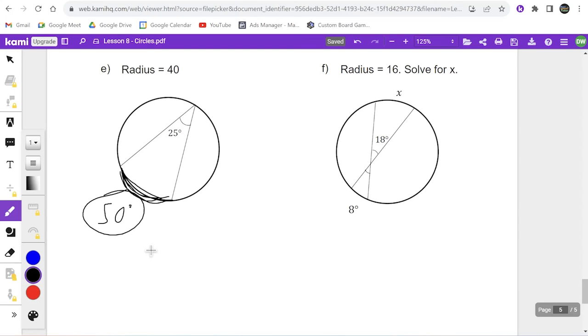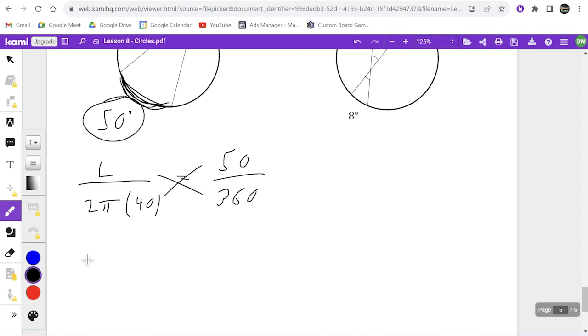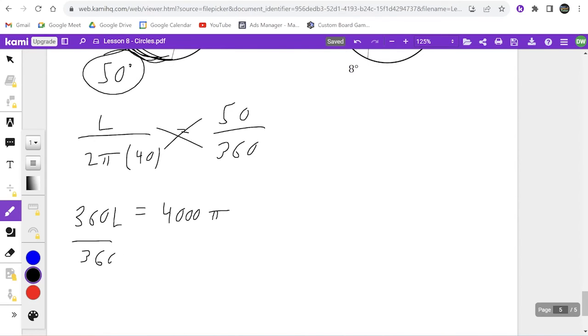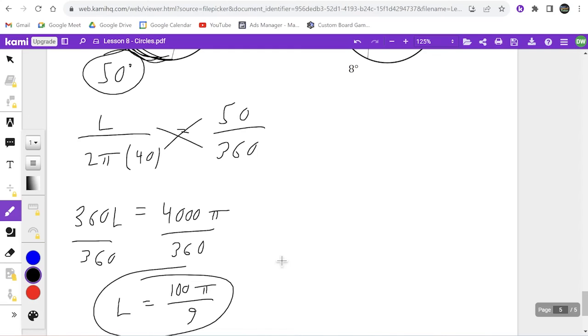And then if I actually want to find the arc length, I'm going to do L over 2 pi r, radius is 40, it says it at the top, equals 50 over 360. Again, I'm going to cross multiply. Looks like 360L equals, I plug in 2 times 40 times 50 in my calculator. I'm going to get 4,000 pi. And then I just divide both sides by 360. And once again, I get a fraction. But L is going to be 100 pi divided by 9. And there we go. There's my arc length.